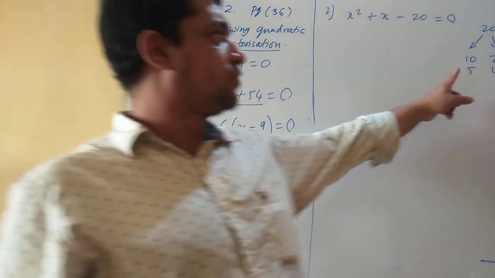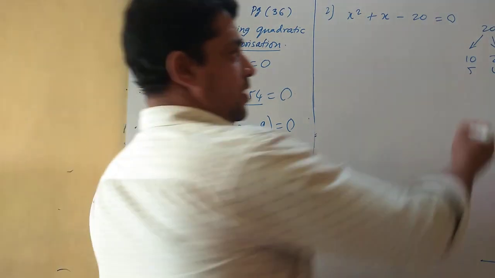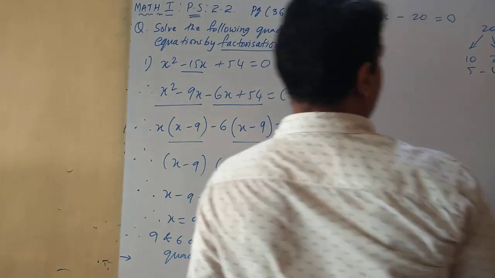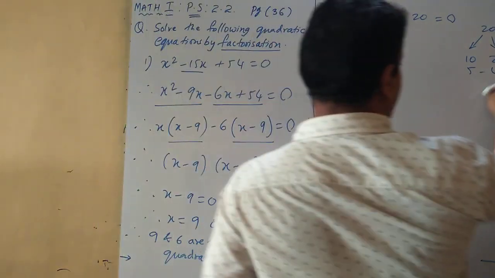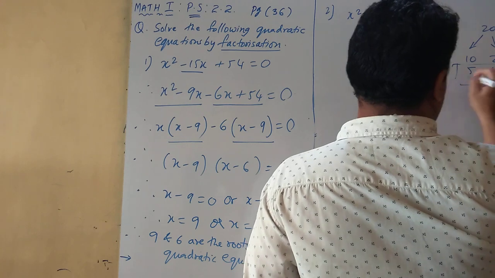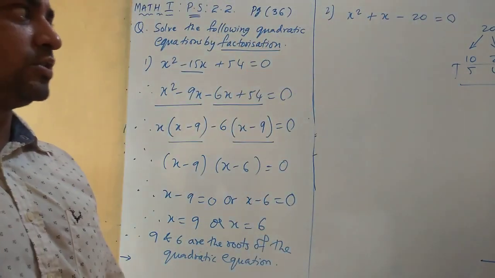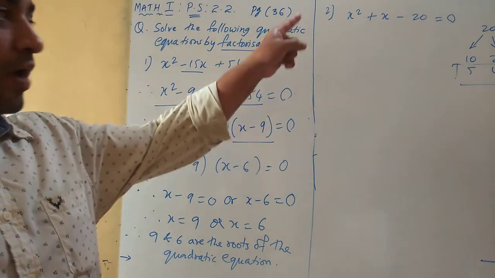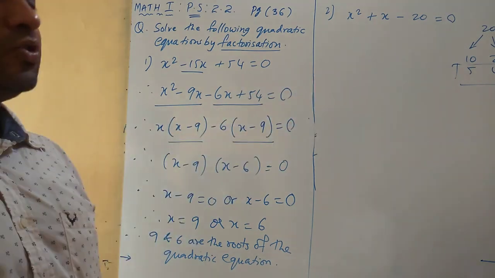Now suppose I add this, 5 plus 4 is 9, but 5 minus 4 is 1. I want 1x here. So that means this is your correct pair. Clear everybody? Yes. So 5 fours are 20, and 5 minus 4 is 1. So I should get 1x. I am getting it with this pair. So this is your correct pair.